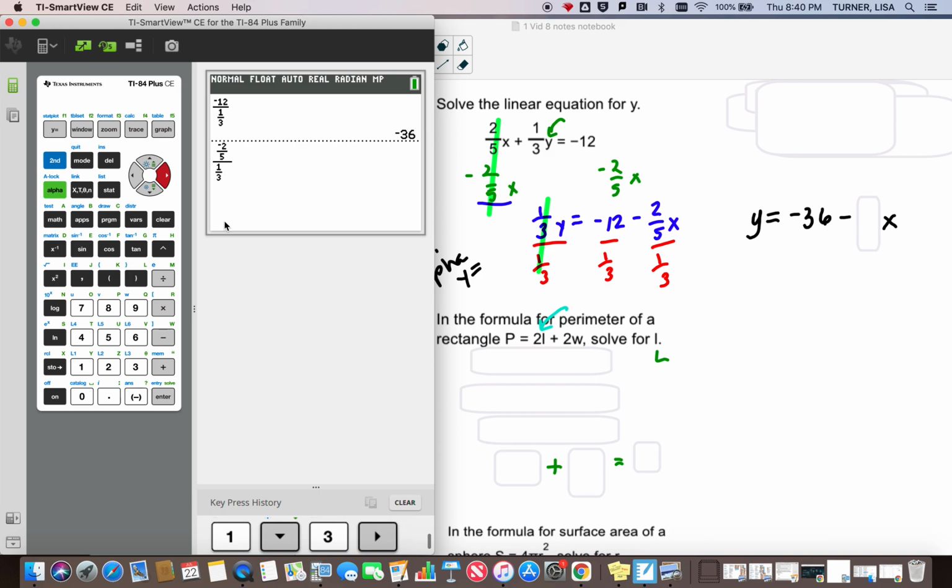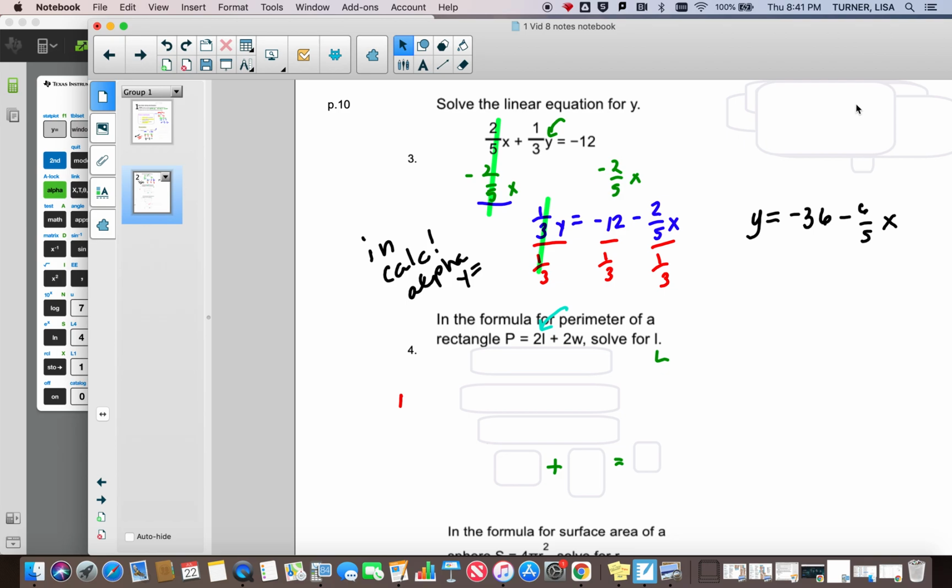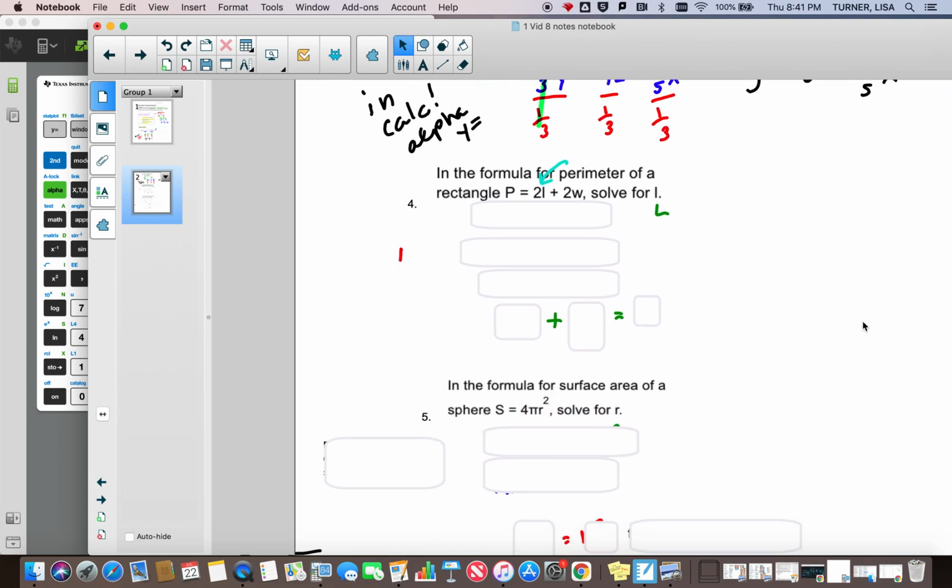When I first looked at it, I'm like, oh, I can't divide. Yes, you can. Program your calculator, and our answer is negative 6/5. And that's our answer. Negative 30, y equals, y is by itself, negative 36 minus 6/5 x. All right, and two more.